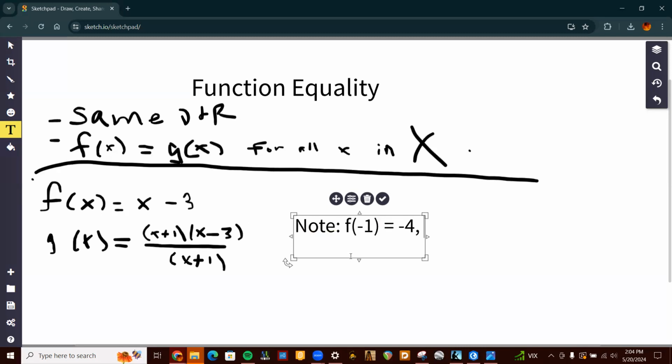But where x is -1 for g, this is undefined. Sorry. And we can say, therefore, f and g are not equal as functions.